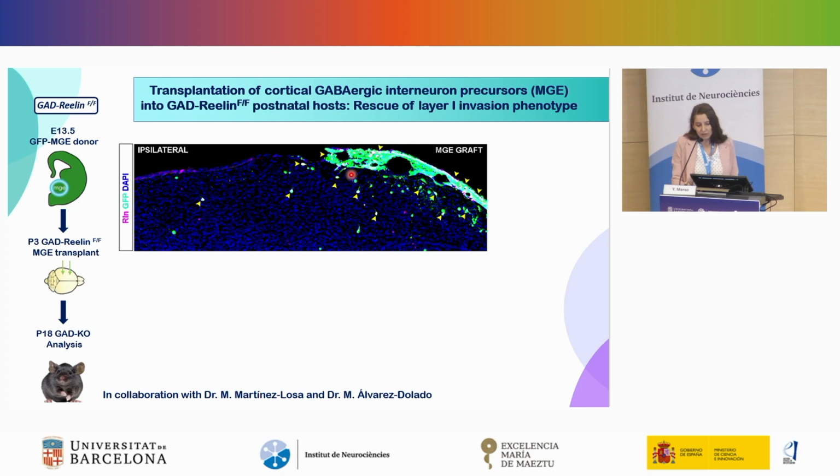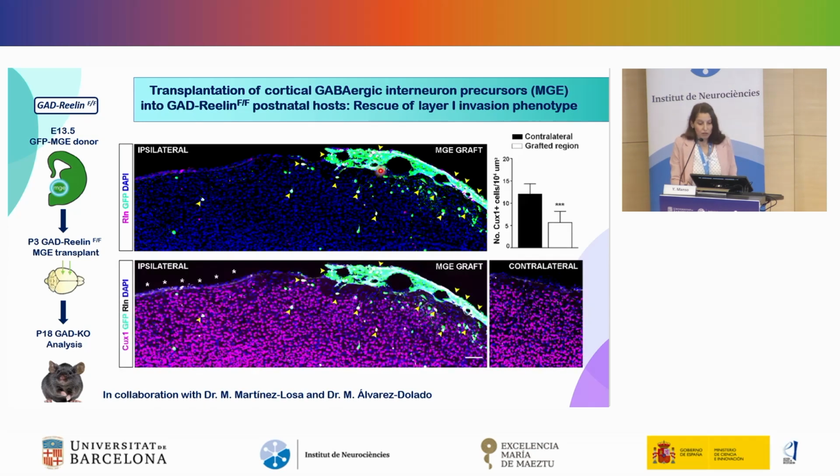Occasionally, these cells accumulated around layer 1 and even formed clusters just above this region. Interestingly, when we analyzed the invasion phenotype just beneath those clusters, we observed a reduction in the number of COUP-TF1 positive cells invading this region, in sharp contrast with the neighboring cortical areas or with the contralateral cortex. Again, suggesting that perhaps a source of Reelin is important to prevent layer 1 invasion.